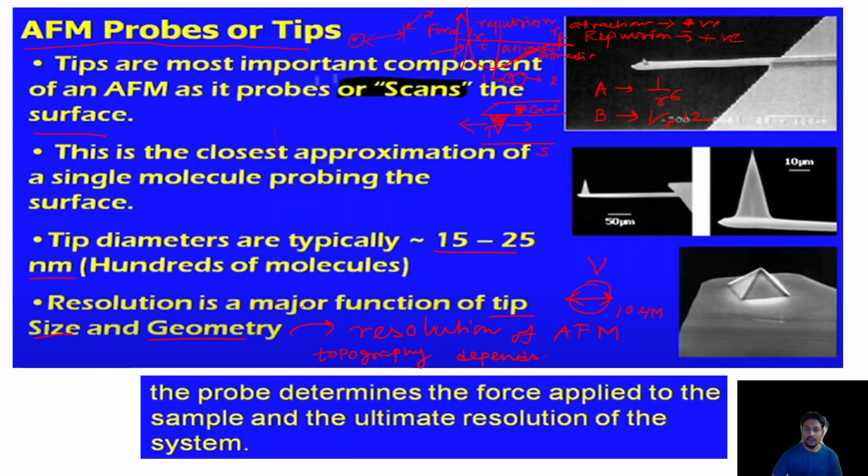Now this is the surface, and this probe comes, and this probe is going to determine the force applied to the sample. Depending upon the force, if it is in the attraction regime, the probe deflects in this direction. If it is in the repulsion region, the probe will deflect in this direction, and depending upon the force measured, we are going to get the topography. So that is the probe or the tip.